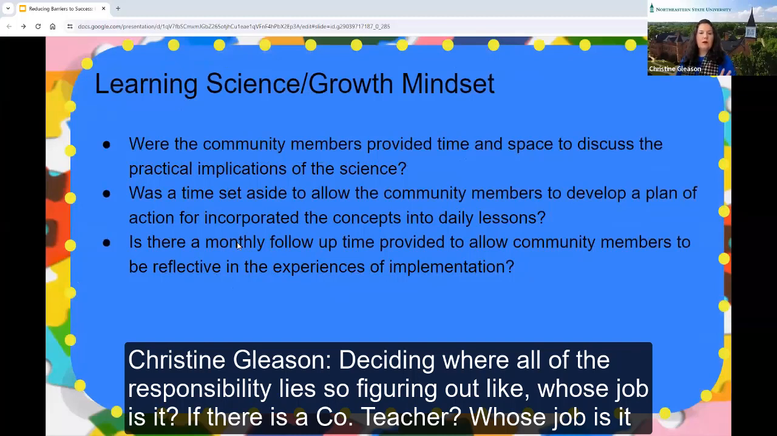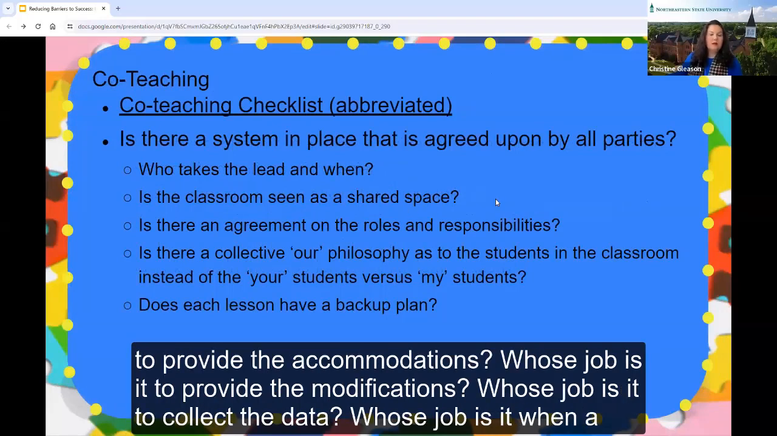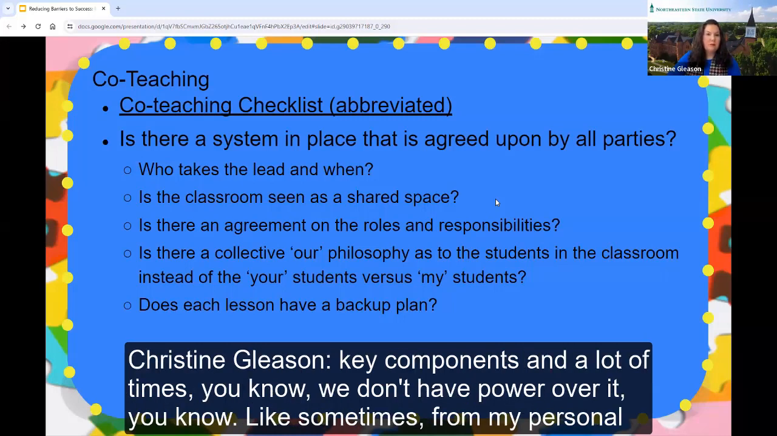Deciding where all of the responsibility lies. So figuring out, if there is a co-teacher, whose job is it to provide the accommodations? Whose job is it to provide the modifications? Whose job is it to collect the data? Whose job is it when a student is disruptive to the rest of the class? Does one person step out? Is an administrator called? Just figuring out all of those key components.